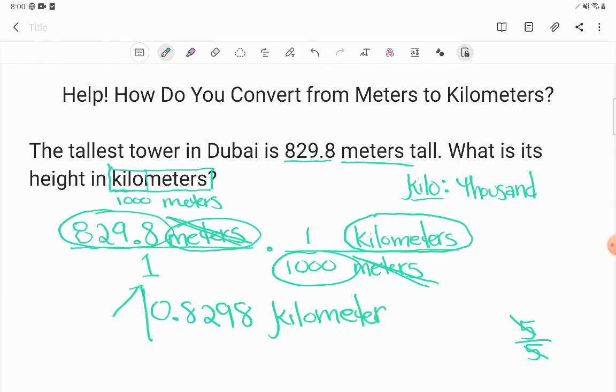Excellent. Now, again, this is a super duper useful skill for especially chemistry and physics. Oh my goodness, it gets used all the time in physics.